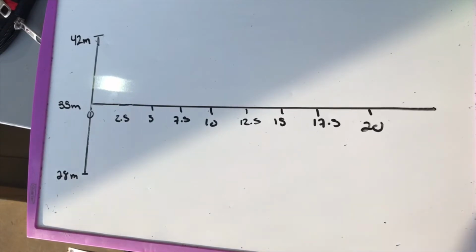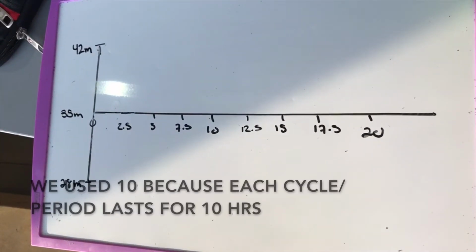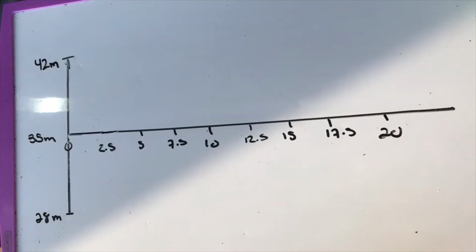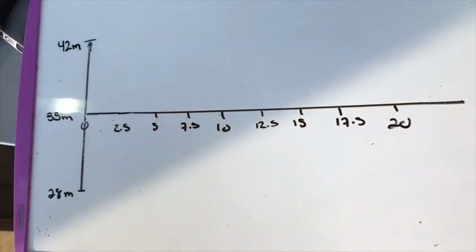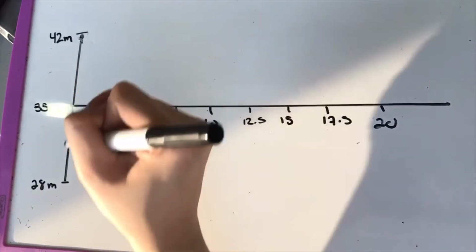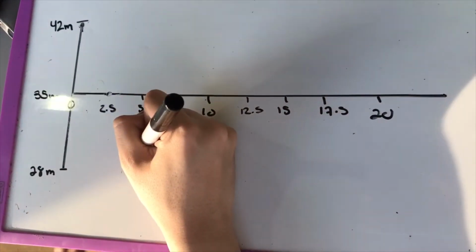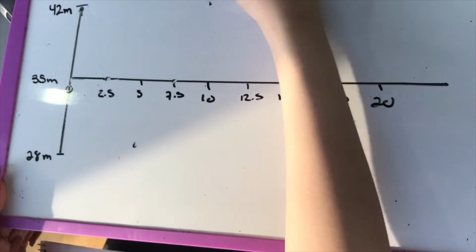To find our key points, which is right here, we did 10 divided by 4. So our first point would be plotted at 42 because it's starting at high tide. Then the second point would be at 2.5, and then the third one would be at 5, and then back to 7.5.